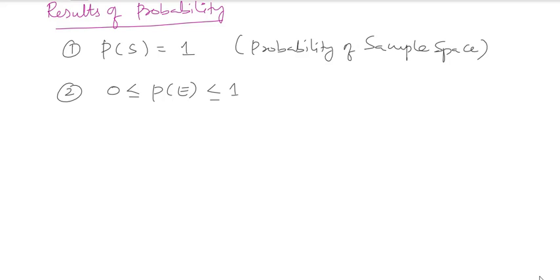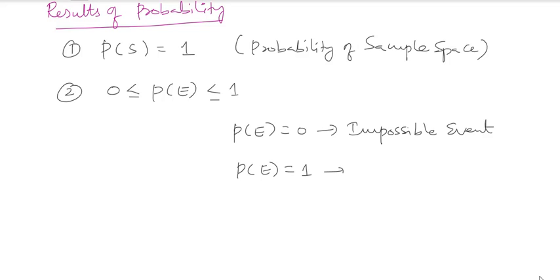If the probability of an event is equal to 0, that is not really possible, but anyhow we are writing it. It is an impossible event. If the probability of an event is 1, I can call this a sure event. Exactly, it will happen like that. We'll discuss it later.